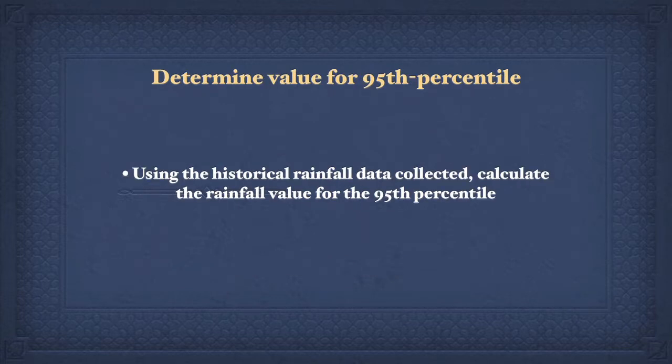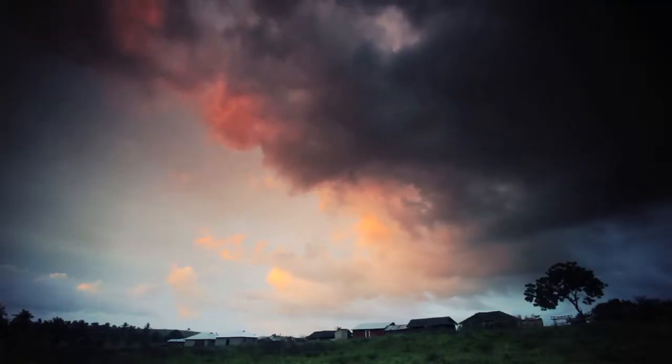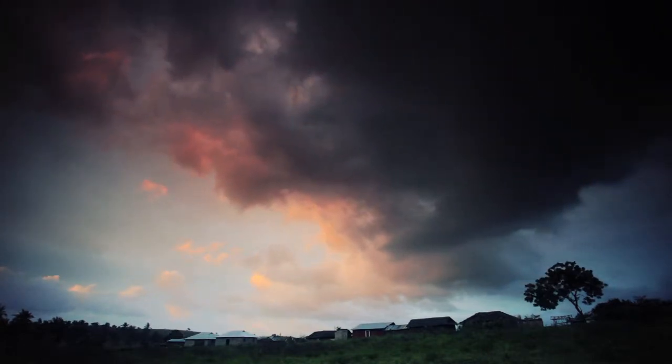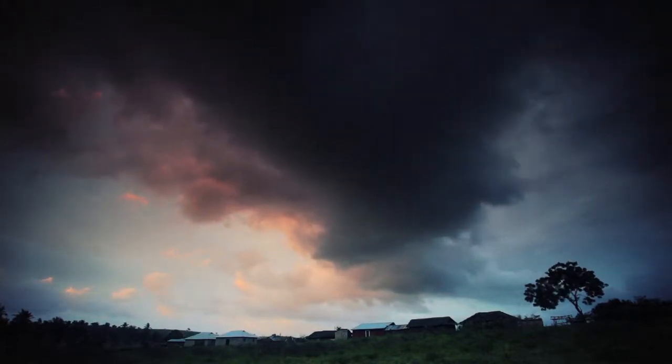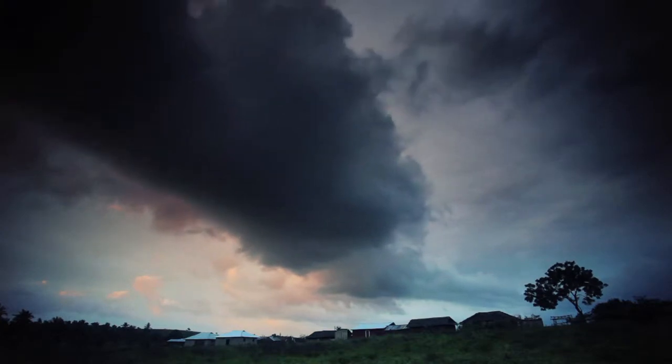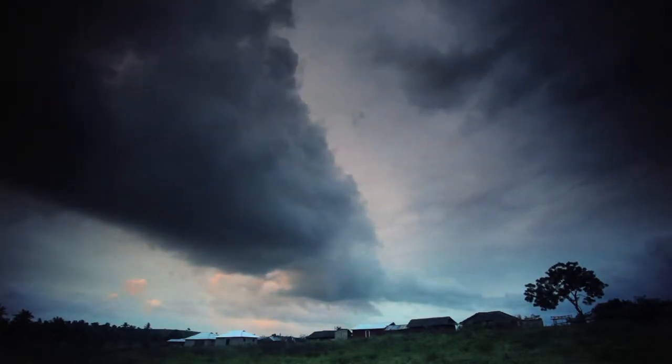The next step is to determine the value for the 95th percentile rainfall events. Using the historical rainfall data collected, calculate the rainfall value for the 95th percentile in either inches or millimeters. This is the precipitation amount that 95% of all rainfall events for the period of record do not exceed. So let's use the following steps to determine the 95th percentile rainfall events.